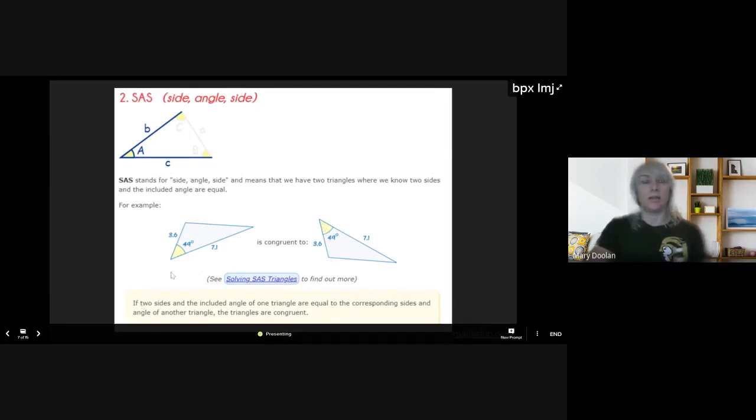Side, angle, side. I showed you a problem back before where we just had two side lengths. There wasn't any information about an angle, but if I do know the angle is locked in, then we can say the two triangles are in fact congruent.